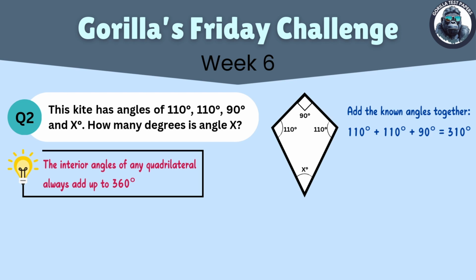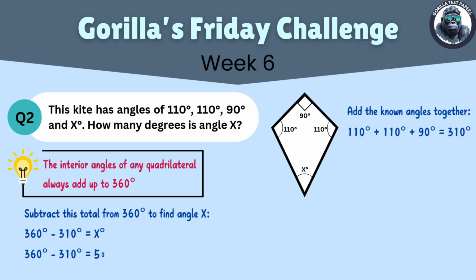Since we know that the interior angles of any quadrilateral always add up to 360 degrees, we subtract this total from 360 to find the angle x. So we do 360 degrees minus 310 degrees, which equals angle x. This gives us 50 degrees.